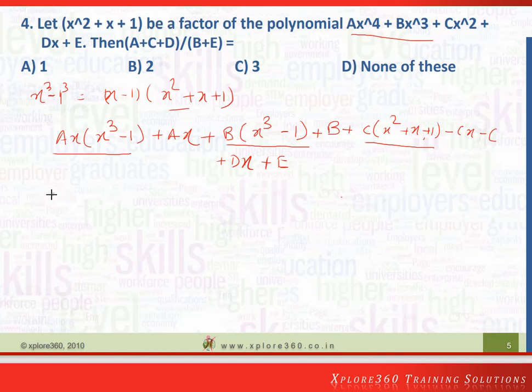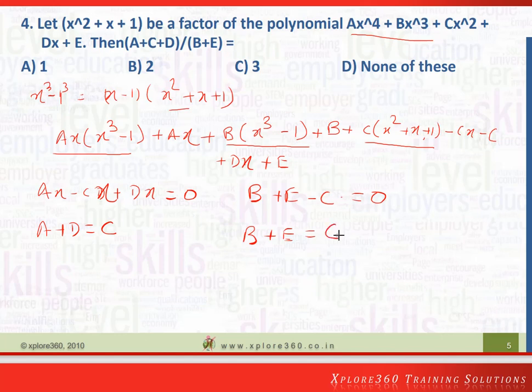So I am putting it like ax minus cx plus dx equals 0, one equation, the variable equation. And the second one is b, minus c plus e, this e, and minus c equals 0. If it is not going to be 0, then this expression is not divisible by this, right? So from here I can infer that a plus d equals c and b plus e equals c.